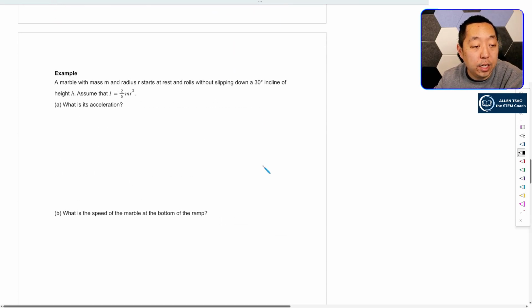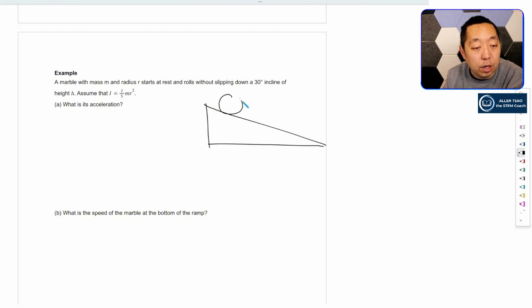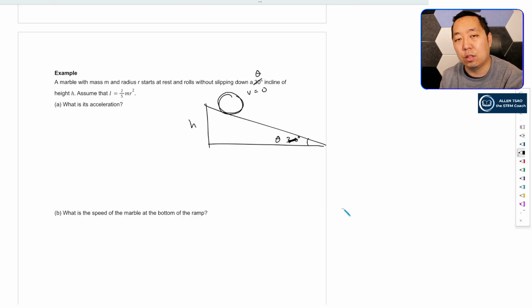Okay, so let's look at some examples. I have a marble with mass m and radius r that starts at rest and rolls without slipping down an incline of 30 degrees. Assume a height h and I is equal to 1/5 mr squared. I'm just going to call this theta, so we'll put it in terms of theta instead of an angle. Just get used to not having any numbers here. What is its acceleration? This is what we're doing from a forces point of view.